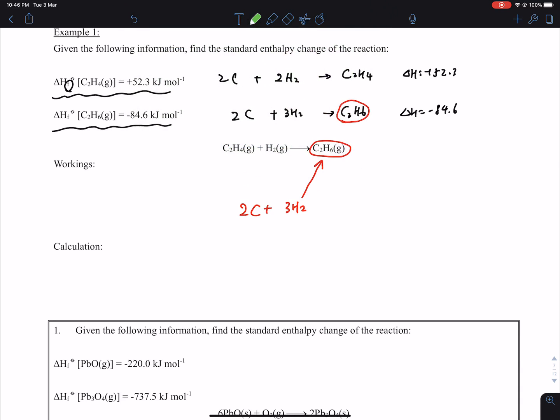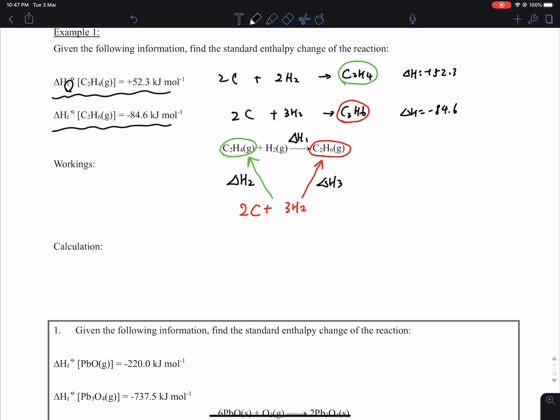So what about thermochemical equation 1? We have the product C2H4 over here, and you can see 2 carbon plus 2 hydrogens becomes C2H4. The green one is the third thermochemical equation. Now let's label each enthalpy change for each equation. So this is delta H, and then this is delta H1, this is delta H2, and this is delta H3.